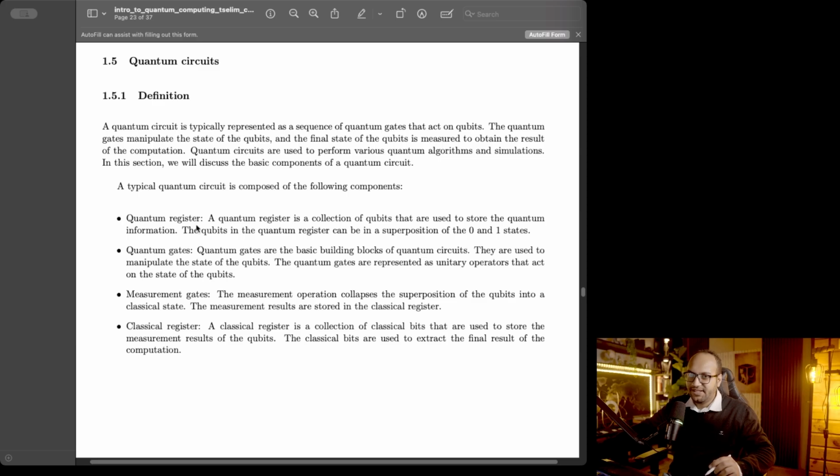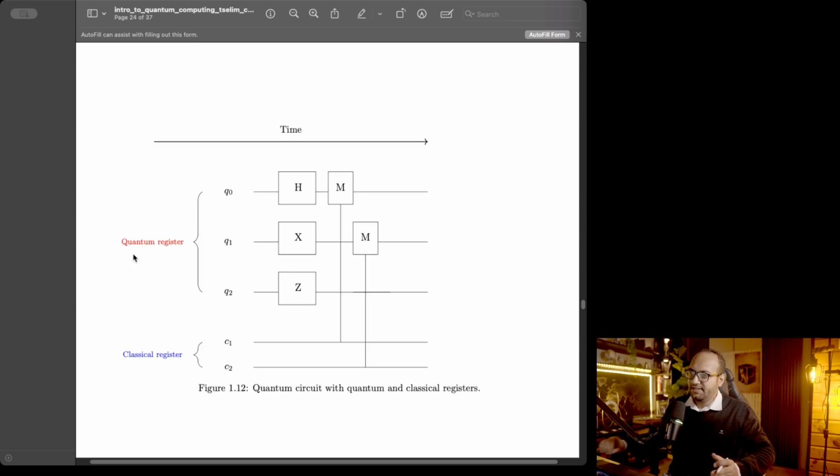Now we review again the definition of a quantum circuit. A typical quantum circuit is composed of a quantum register, quantum gates, and quantum measurements, and also a classical register to receive the results of the measurement. This is a visual representation of the quantum circuit. We have here the quantum register.